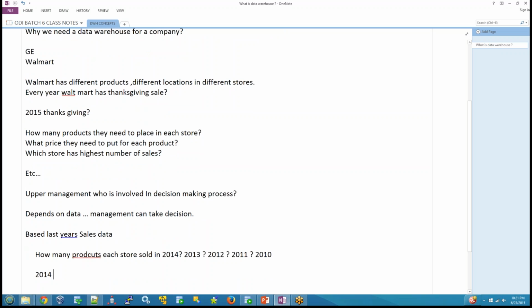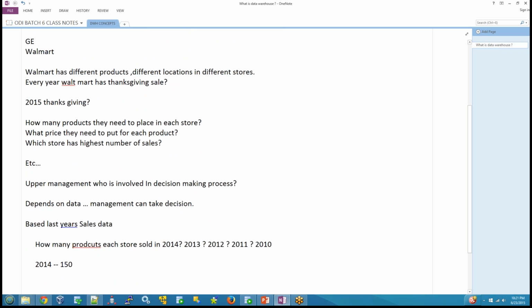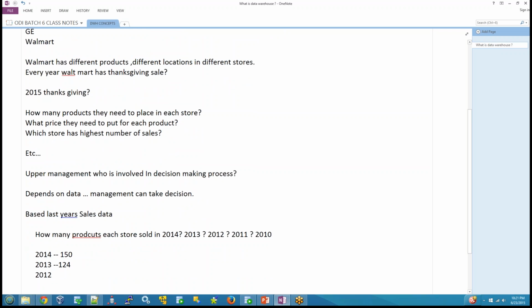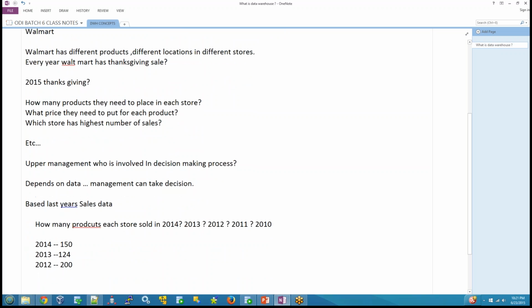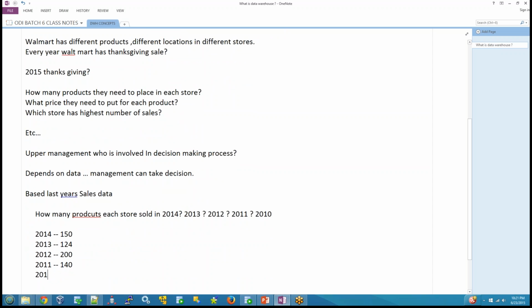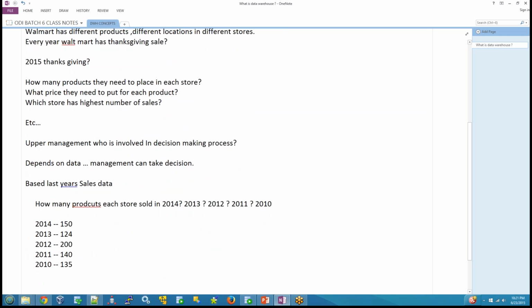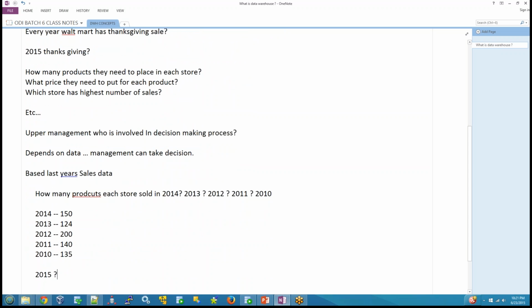For example, let's say in 2014 they sold 150 products, in 2013 they sold 125, in 2012 they sold 200, in 2011 the Walmart sold 140, and in 2010 they sold 135. This is store-wise information they have. Based on this data they can come up with an average. Only 2012 has a 200, but the rest of the years are around 150.